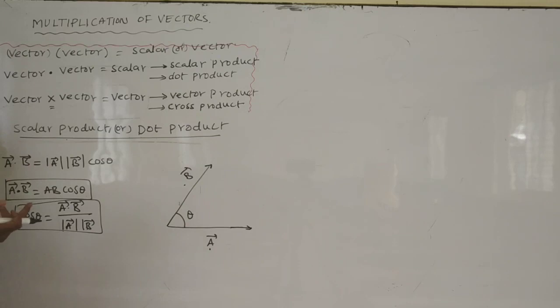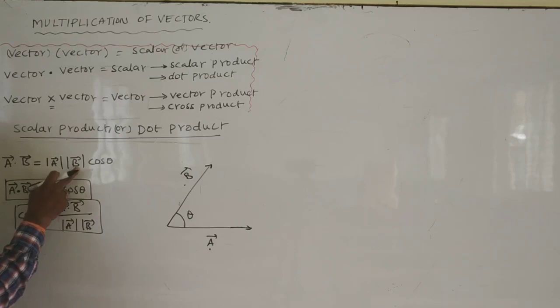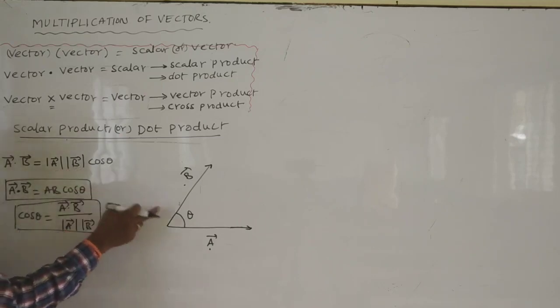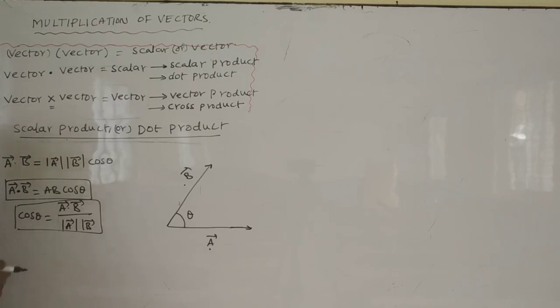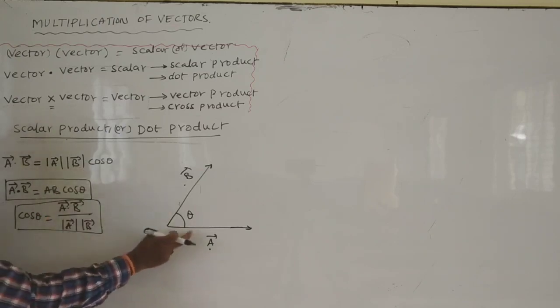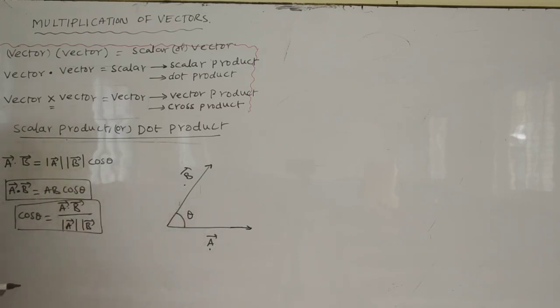So now how we defined the dot product of two vectors is equal to the product of magnitudes of two vectors and cosine of angle between the two vectors. Once again, the scalar product or dot product of two vectors is equal to the product of magnitudes of two vectors and cosine of angle between the two vectors. This is the definition of dot product.